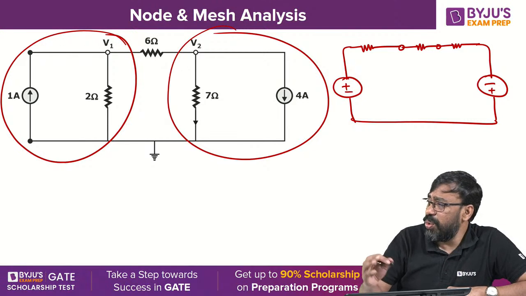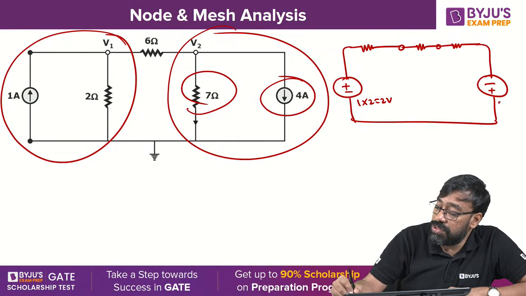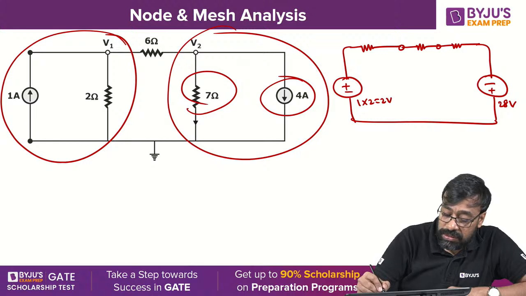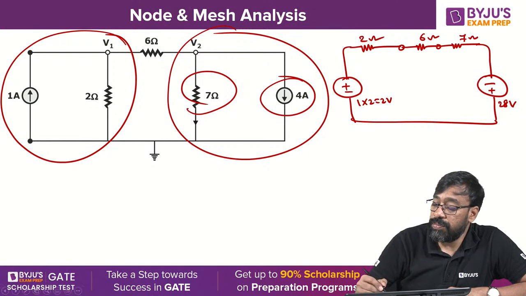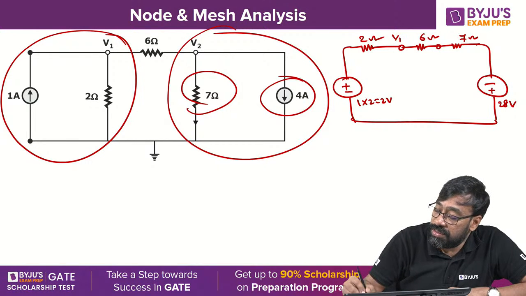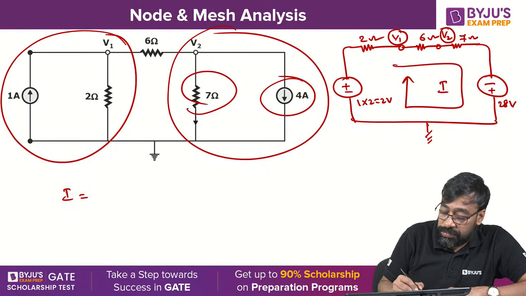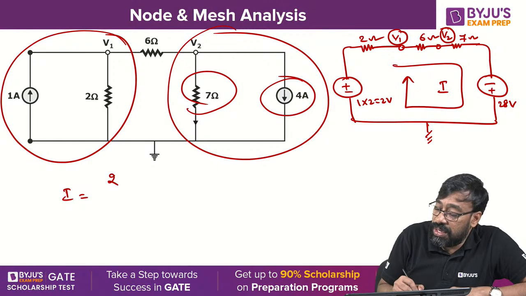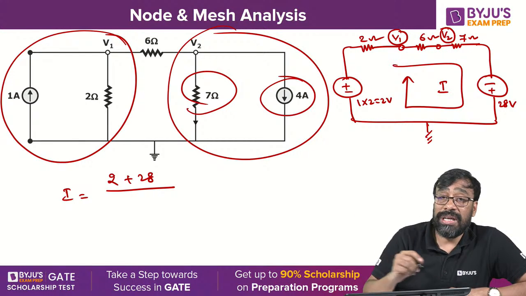You can apply. There is no unique method, Vikram, okay? 1 into 2, 2 volts. 7 into 4, 28 volts. This is a 2 ohm, this is a 6 ohm, this is 7 ohm. This is actually V1, this is 0, this is V2. I now find the current I directly. So what is I? 2 minus 2 plus 28 by total voltage by total resistance.